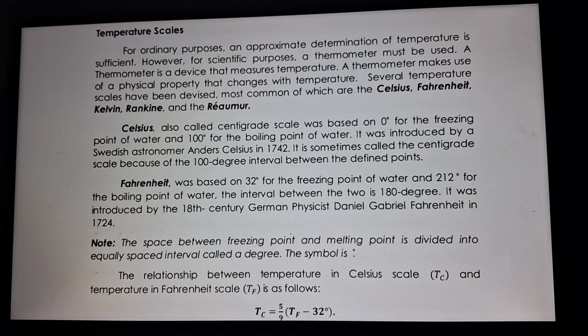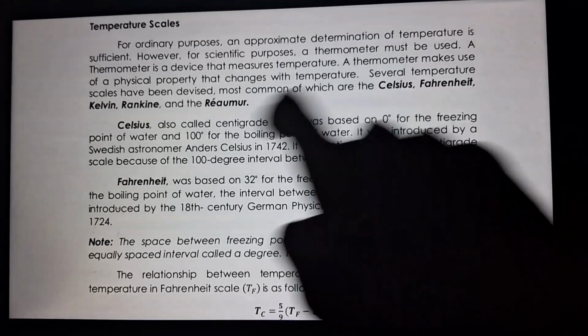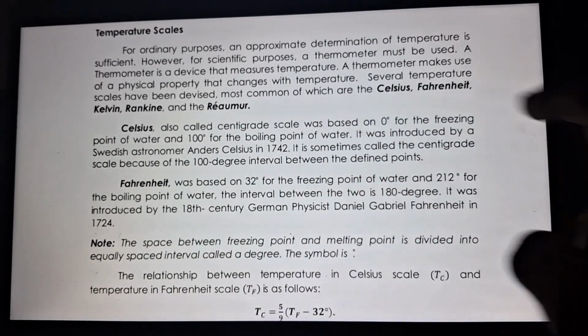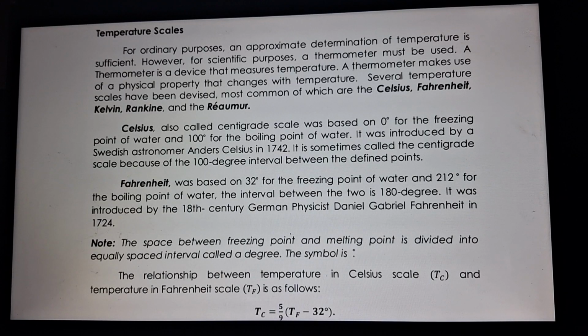In temperature scales, for ordinary purposes, an approximate determination of temperature is sufficient. However, for scientific purposes, a thermometer must be used. So we need to use a thermometer to measure the temperature. Several temperature scales have been devised, the most common of which are the Celsius, Fahrenheit, Kelvin, Rankine, and the Reaumur. As you can see, we are familiar with these words.